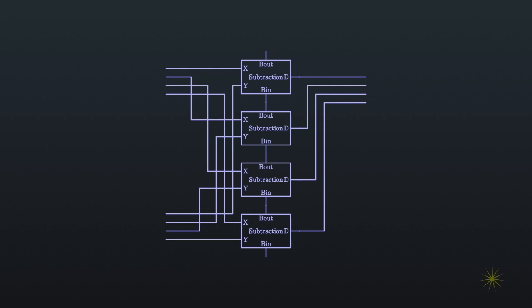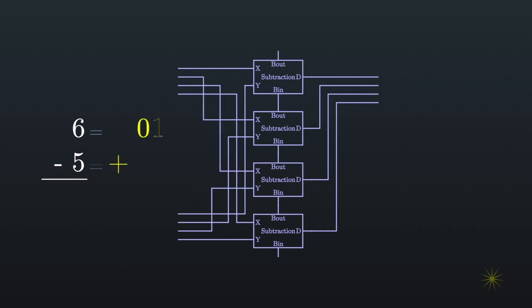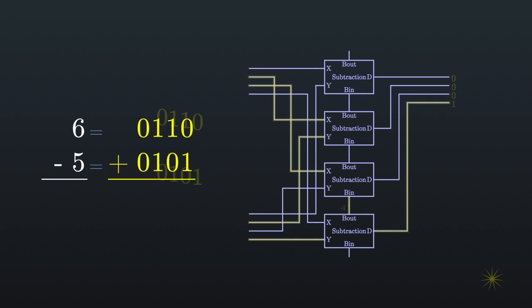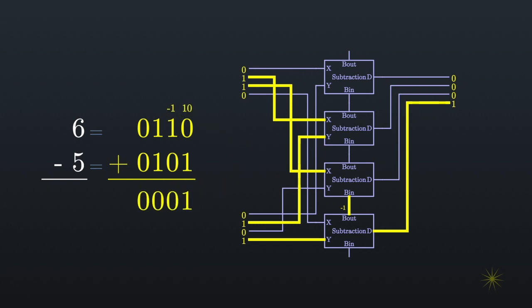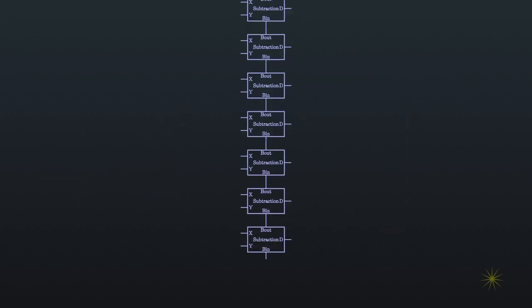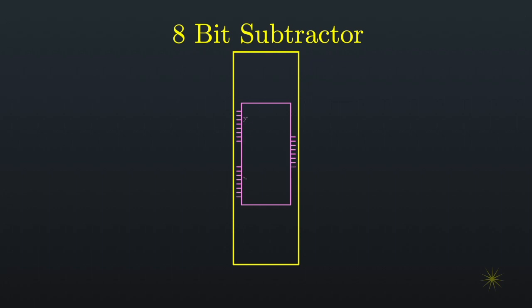Again, like the adder, we can put 4 of these together and subtract bigger numbers. In this case, we can subtract 5 from 6. Converting to base 2, we get these values. Remember our convention, a base 2 digit 1 is on, 0 is off. Notice our result and the borrow operations show up on the output wires, giving us the result 1. We can add 4 more, giving us our 8-bit subtractor circuit, which we encapsulate in another box.